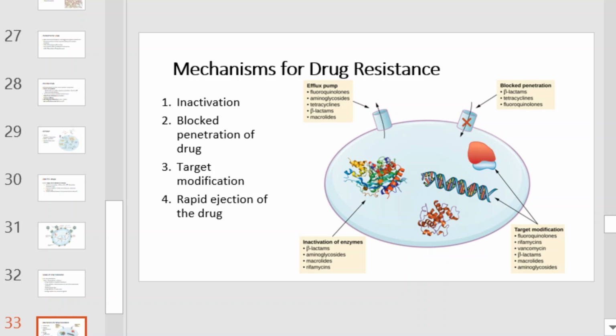This is the mechanism for drug resistance. First step is inactivation. Second is the blocked penetration of the drug. Third is target modification. And fourth is the rapid ejection of the drug.